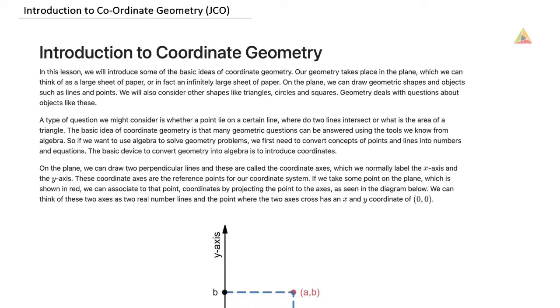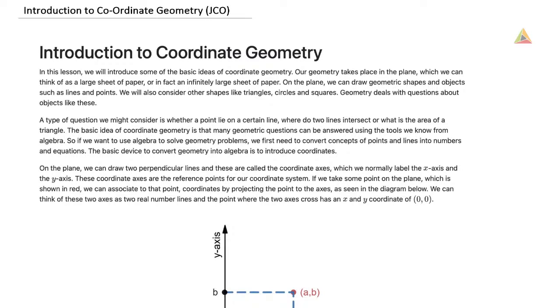The basic idea of coordinate geometry is that many geometric questions can be answered using the tools we know from algebra. So if we want to use algebra to solve geometry problems, we first need to convert concepts of points and lines into numbers and equations. The basic device to convert geometry into algebra is to introduce coordinates.